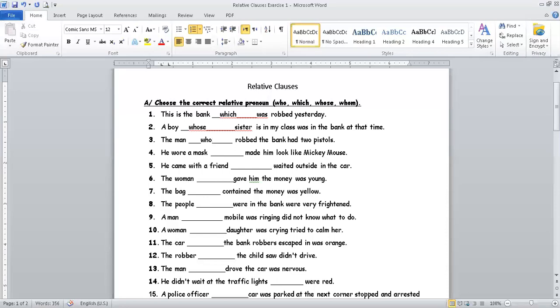So the man is the subject in this sentence, and who defines the man. So we cannot drop who because it's necessary.